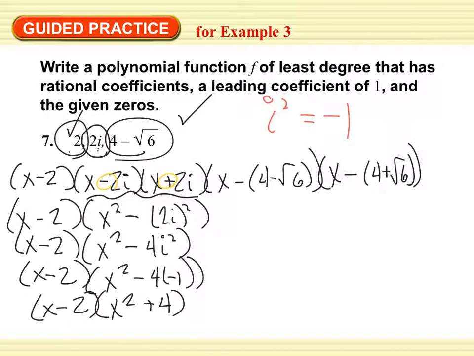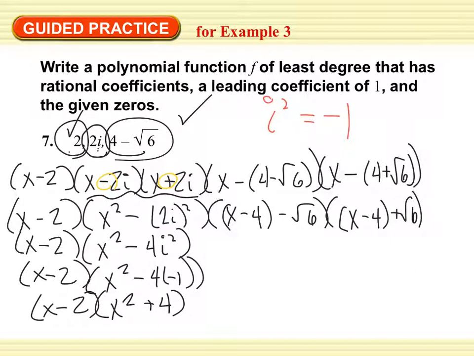Cool. Okay, I'm going to take this. Well, I can work on it now a little bit, can't I? All right. So first I'm going to regroup. Remember, x minus 4 minus root 6, x minus 4 plus root 6. So again with this, I've got plus and minus. This is the same, and this is the same.